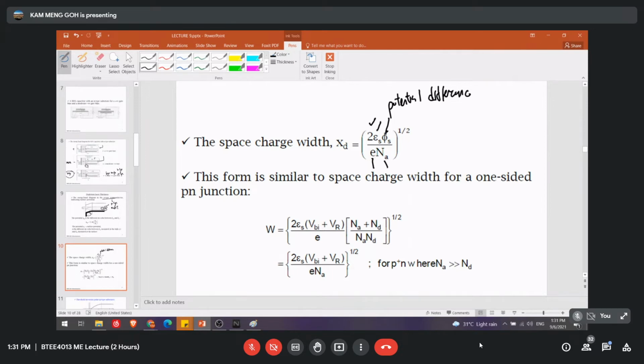over q and NA. You can see that basically this formula is quite close to the formula that we learned last time, just that you need to use NA only; you don't need the ND. And this will be quite similar to the one-sided PN junction, which means that when you have only the NA, ND is very small. You can compare this with this W. Basically, everything is almost the same, except VBR and VR will be replaced with this epsilon S.